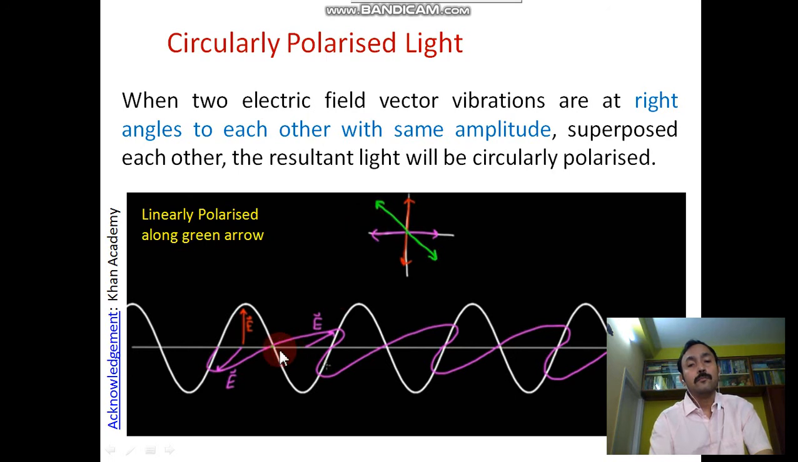Now for this one, the electric field is along this, that means this is the electric field vector, and the resultant component is along this direction. So this is a diagonal vibration, so this is linearly polarized light.